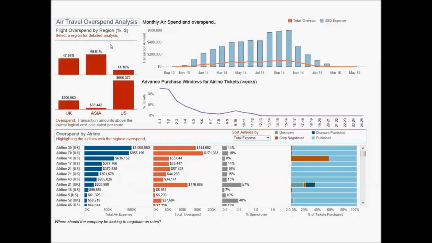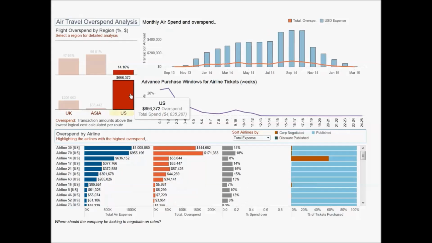Proportionately, there's the largest overspend in Asia, but in gross terms, we're doling out nearly $500,000 in the US alone on overspend. So let's zoom in on the US. There's Airline 70 again.